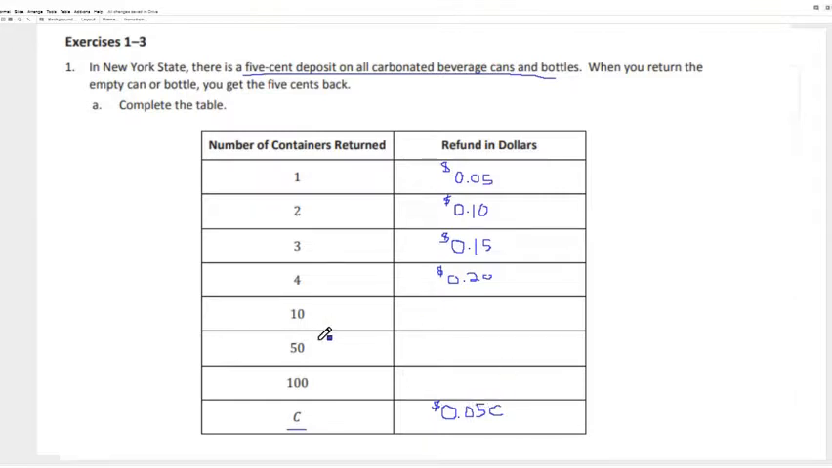So to figure out 10, 50, and 100, I just do the multiplication. Since there's 10 containers here, I'd multiply it by 0.05. So this would be 10 times 0.05. I'm writing this a little fast, so it might not be very pretty, but that's okay. And that would give me 50 cents if I do the multiplication. Remember, if I multiply it by 10, the decimal point just goes over 1, and that gives me 50 cents.